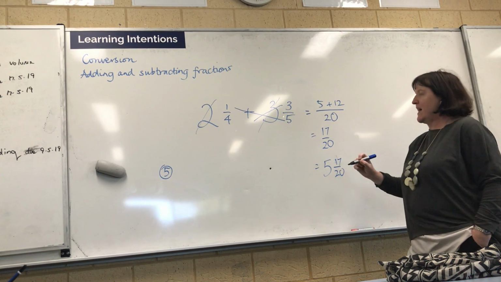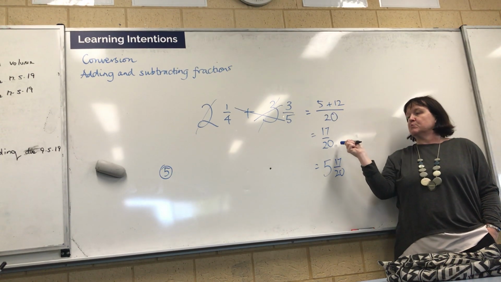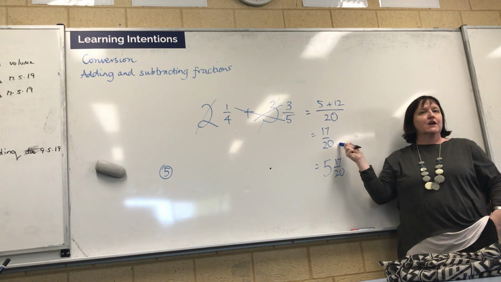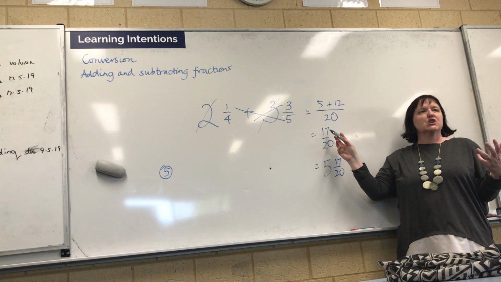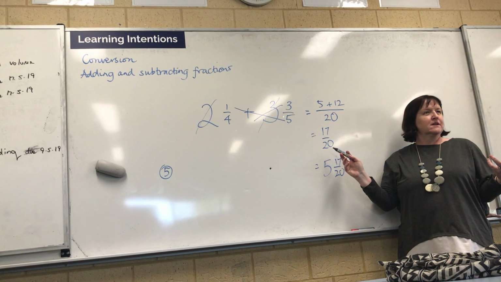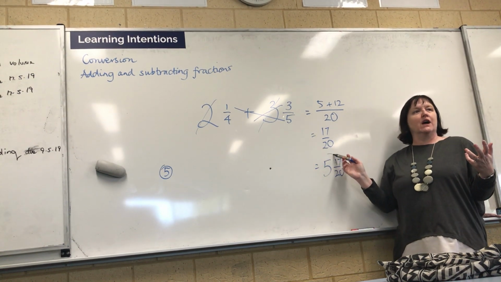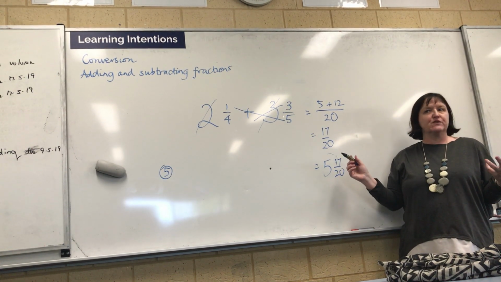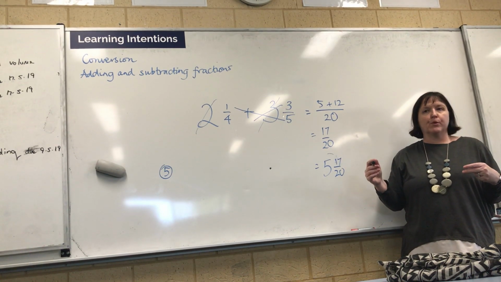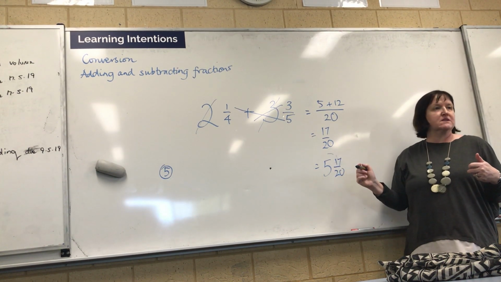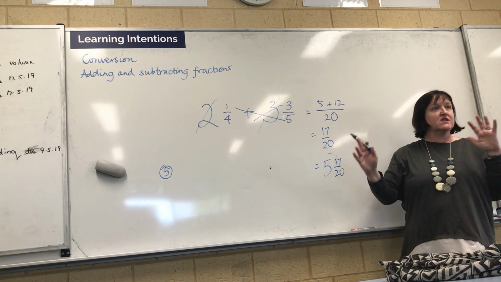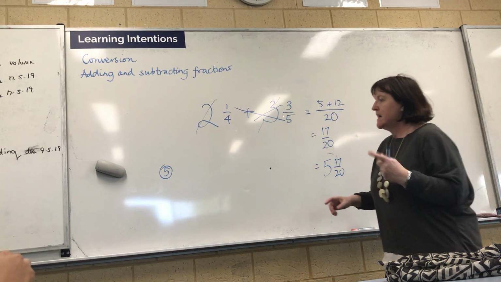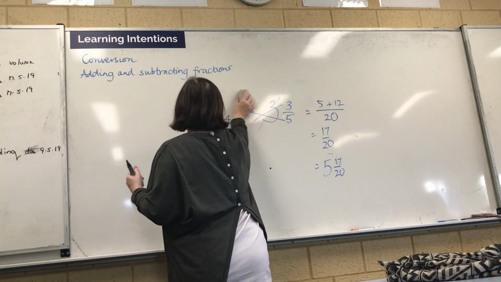Now, the only thing there is if this bit came to more than 20, you would have to consider those units as well. So say that came to 21 over 20, your answer would have been 6 and 1/20, because you need, obviously, to change it into a mixed numeral again. Everyone with me? Are you starting to remember it again now? Good, okay. So let's have a look at subtraction.